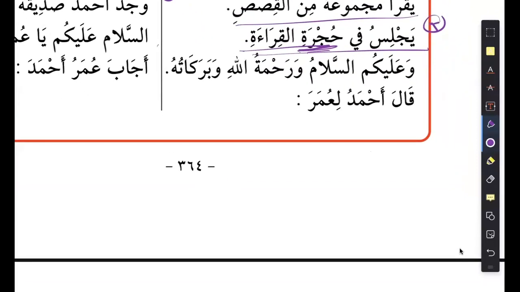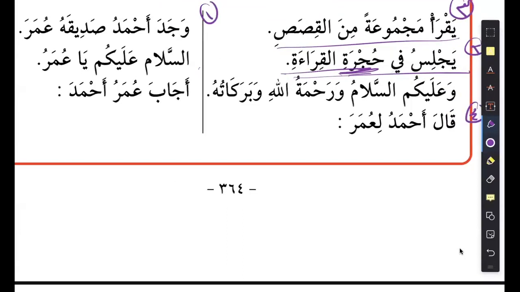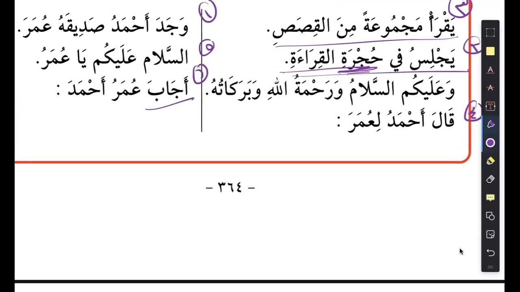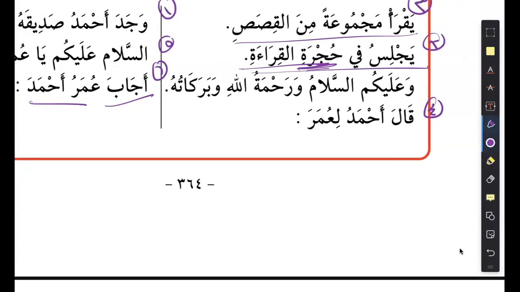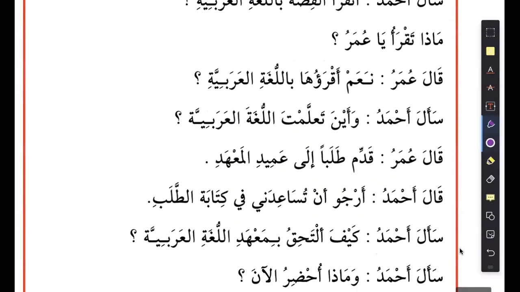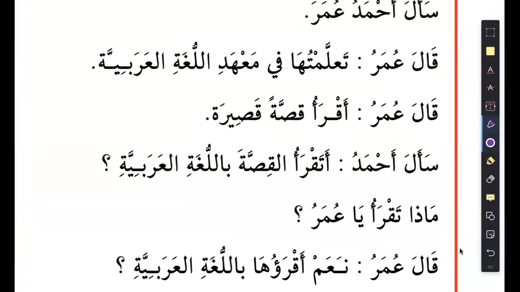Then he's saying, قال أحمد لعمر. He said to Umar, Assalamu alaikum. Then we can say, Ajaba Umaru Ahmada. So Umar answered Ahmed, wa alaikum assalam. But this one, if I start doing it, it's going to take a long time. I'll just translate them for you guys.